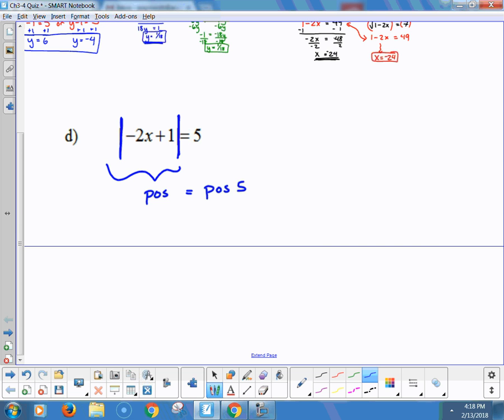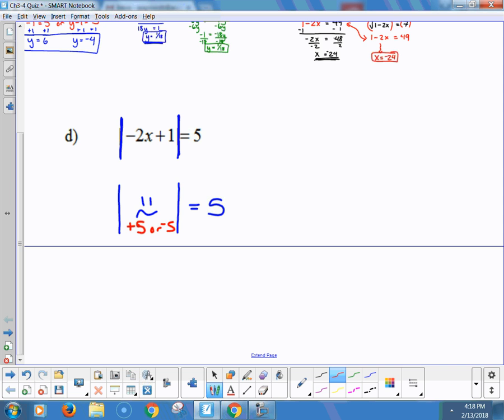But I can tell you this. We are going to have two answers. Because think about it. If I told you the absolute value of some mystery number is 5, you would tell me that that mystery number either could be +5 or -5. So you should write two equations.